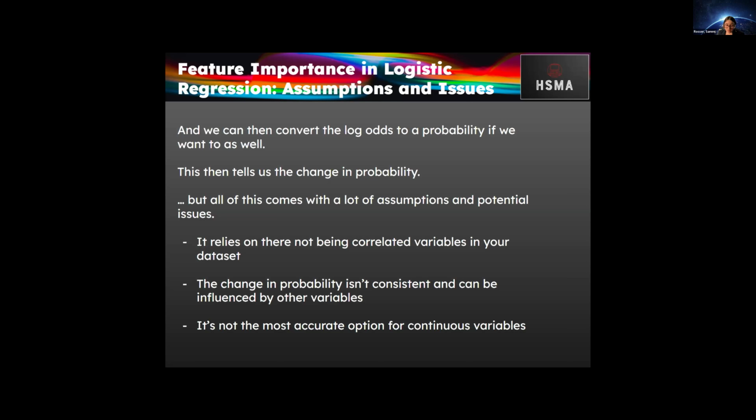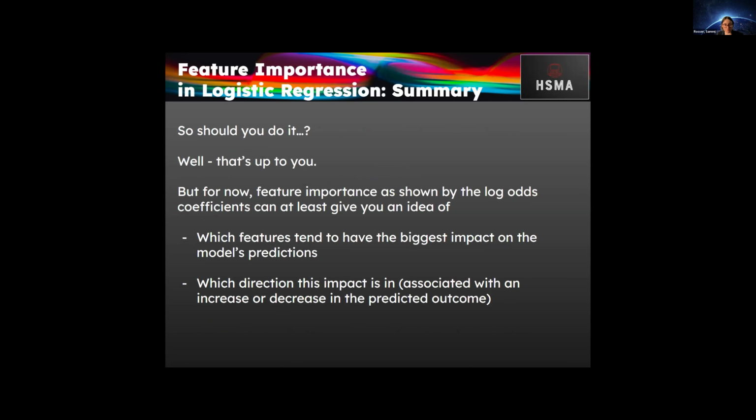The change in probability isn't consistent. It can be influenced by other variables. It's not the most accurate option for continuous variables. There are a lot of limitations of this approach. So should you use feature importance in logistic regression to actually try and tease out these details? It's up to you. For now, feature importance, as shown by the log odds, can at least give you an idea of which features tend to have the biggest impact on the model's predictions. That hasn't changed, that's still true, and which direction this impact is in. Is it associated with an increase or a decrease in the predicted outcome?